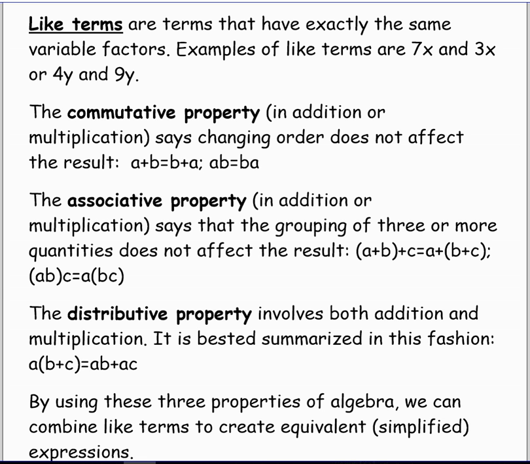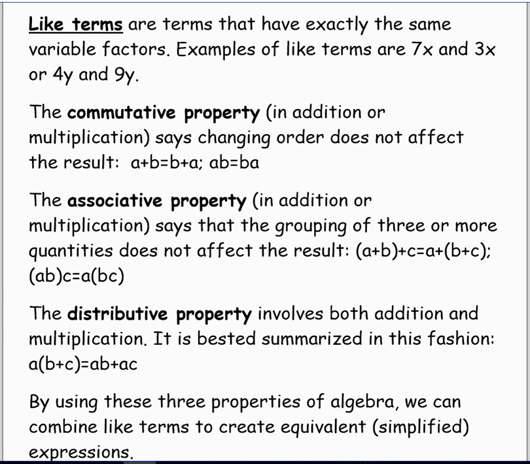There are some different rules that we can use in order to take an expression and write it more simply. First, the commutative property of addition or multiplication says that changing the order does not affect the result. For example, if we have a letter A to represent some number and B to represent another number, A times B is the same thing as B times A. And also, A plus B is the same as B plus A.